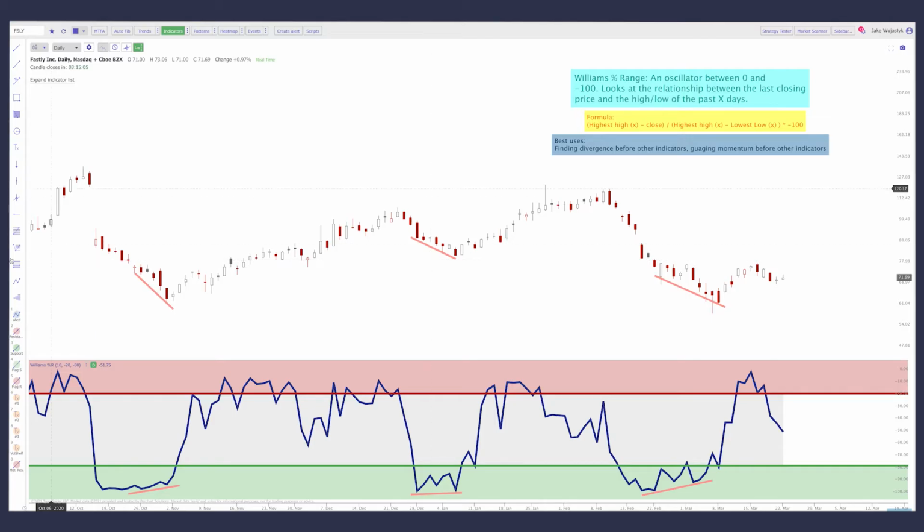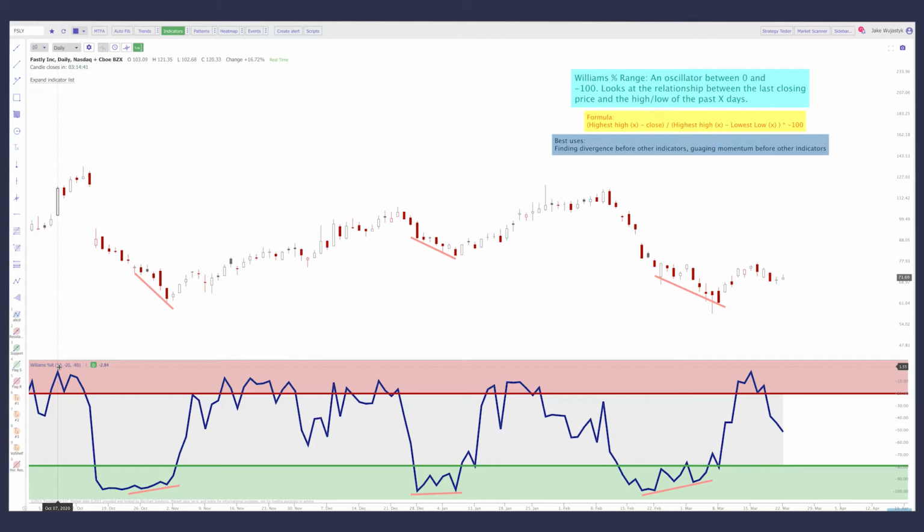So in this case, we're looking at the Williams percent range 10. That means we're looking back 10 days and looking at the high and the low of those last 10 days and the current relationship between that and the last close that we've seen. The formula, if you want to get into the mathematical side of this, is the highest high over X amount of days. And as I mentioned, X is just this length here. In this case, I have 10. The default is going to be 14.